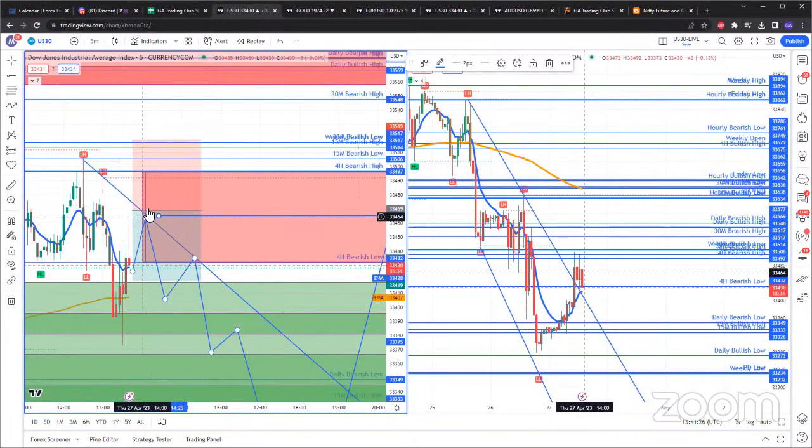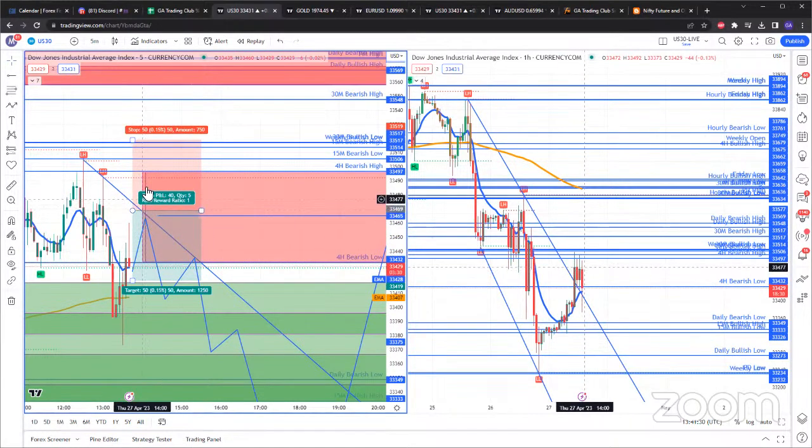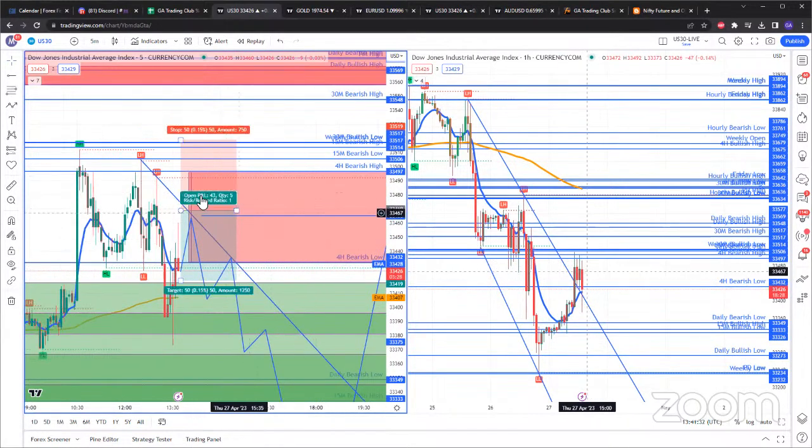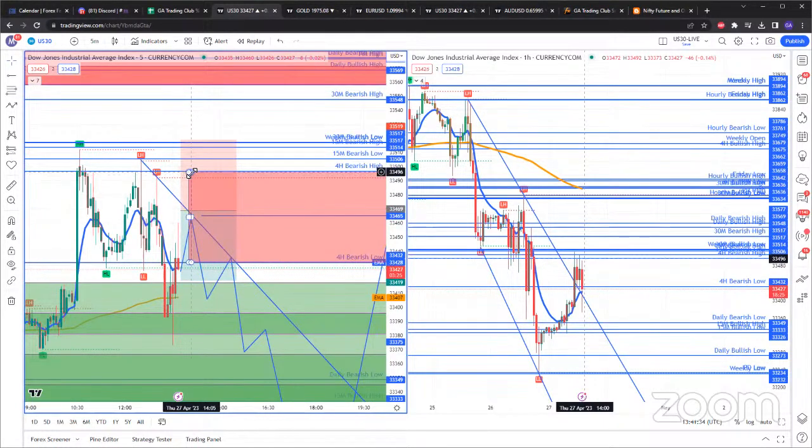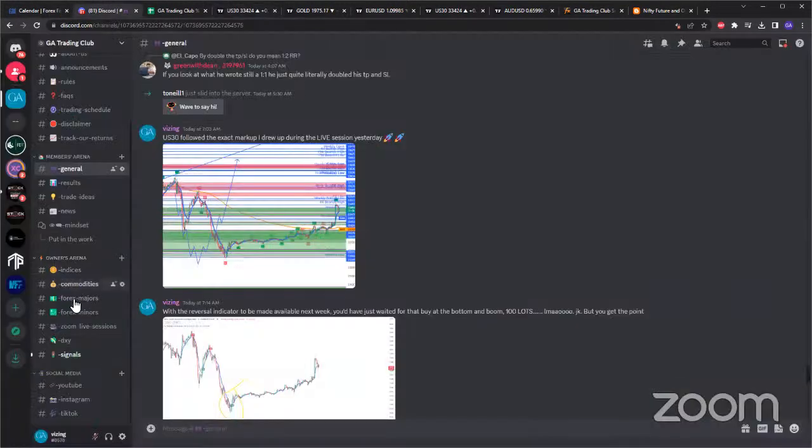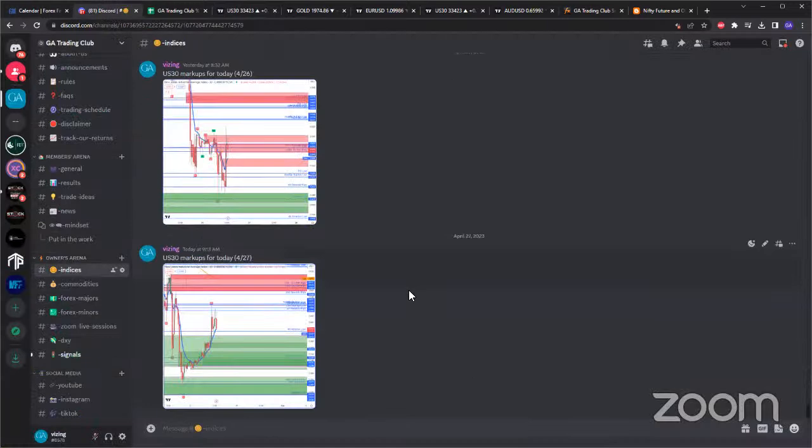But yeah, I am expecting a sell on US 30. So how we deal with these zones, we have a filler trade at the top, and you see if you had traded this, I don't know. Today I finished the markups a little late. Let me see what we had on the markups. US 30 markups for today.